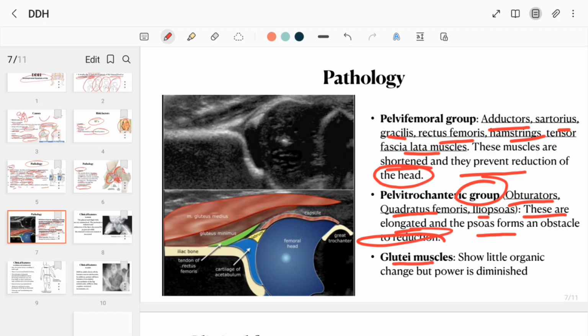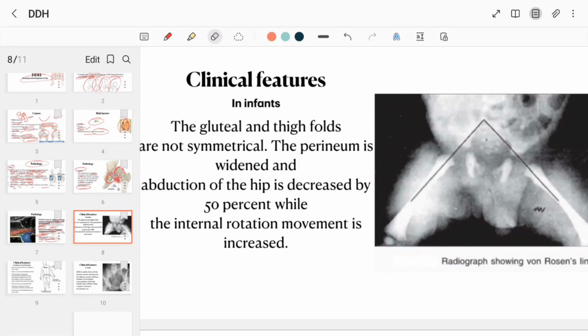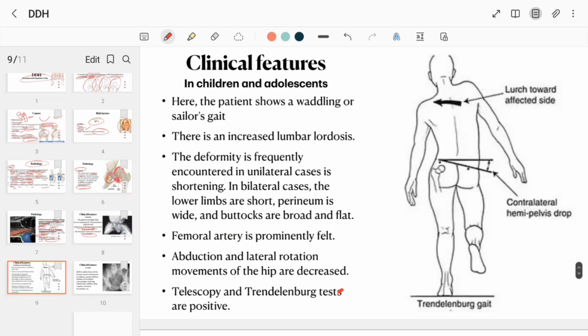Okay, now the gluteus muscle. The gluteus muscle shows little organic change, but power is diminished. Now we will see the clinical features in infants. Okay, the gluteal and thigh folds are asymmetrical, and the perineum is widened. The abduction of the hip is decreased by 50%, while the internal rotation movement is increased. Okay, the other clinical features are in children and adolescents also.